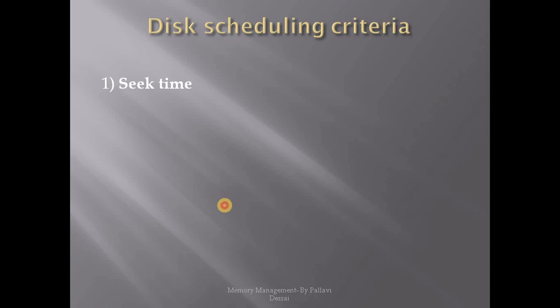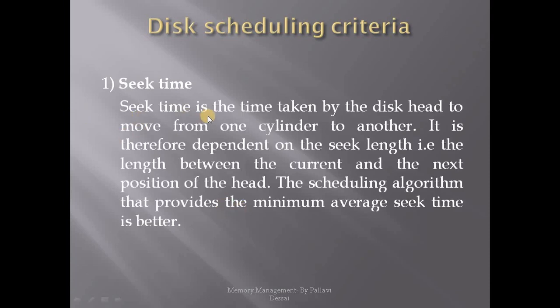Now what is the seek time? Seek time is the time taken by the disk head to move from one cylinder to another. It is therefore dependent on the seek length, that is the length between the current and the next position of the head. The scheduling algorithm that provides the minimum average seek time is better.